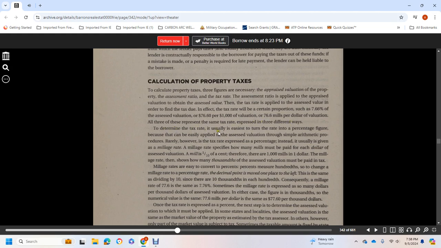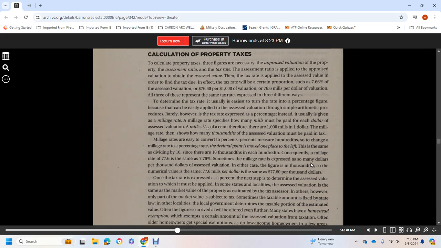When the tax rate is expressed as a percentage, it can easily be applied to assessed valuation through simple arithmetic. Rarely, however, is the tax rate expressed as a percentage. Instead, it is usually given as the millage rate. The millage rate specifies how many mills must be paid for each dollar of assessed valuation. A mill is one-tenth of a cent. Therefore, 1,000 mills make a dollar. The millage rate then shows how many thousandths of the assessed valuation must be paid in taxes.